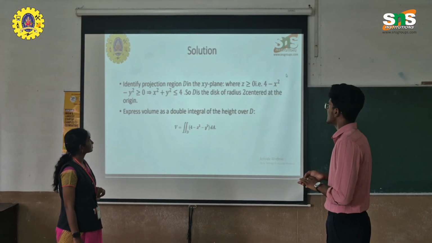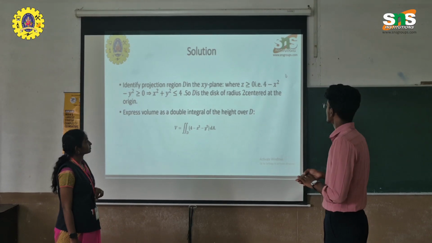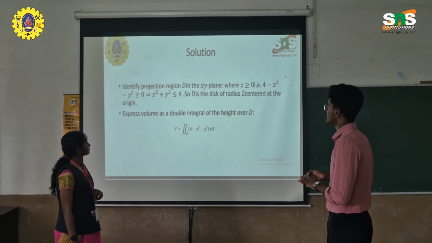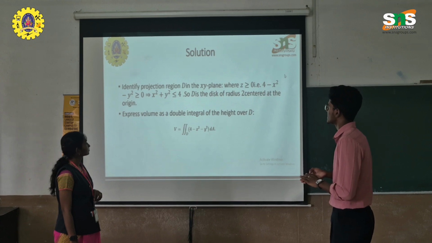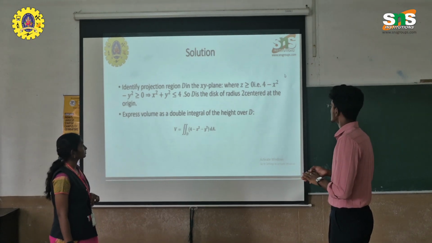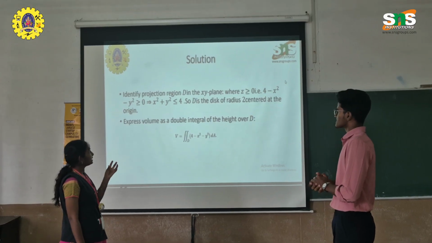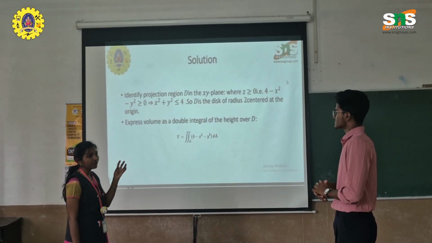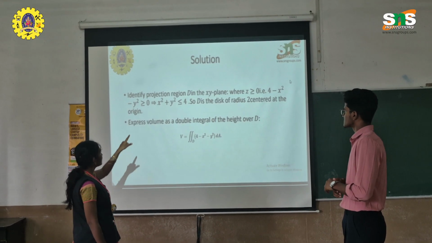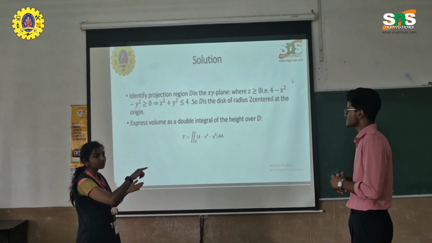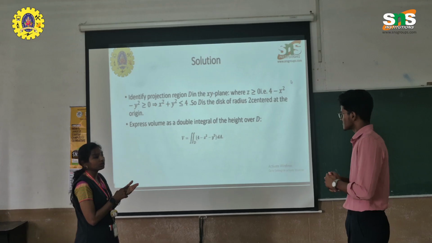Identify the projection region D in the xy plane where z is greater than or equal to 0, that is 4 minus x square minus y square is greater than or equal to 0, which implies x square plus y square is less than or equal to 4. So D is the disk of radius 2 centered at the origin. Here we have explained that on projecting this region in the xy plane, we get x square plus y square less than or equal to 4, which means it is a disk of radius 2.